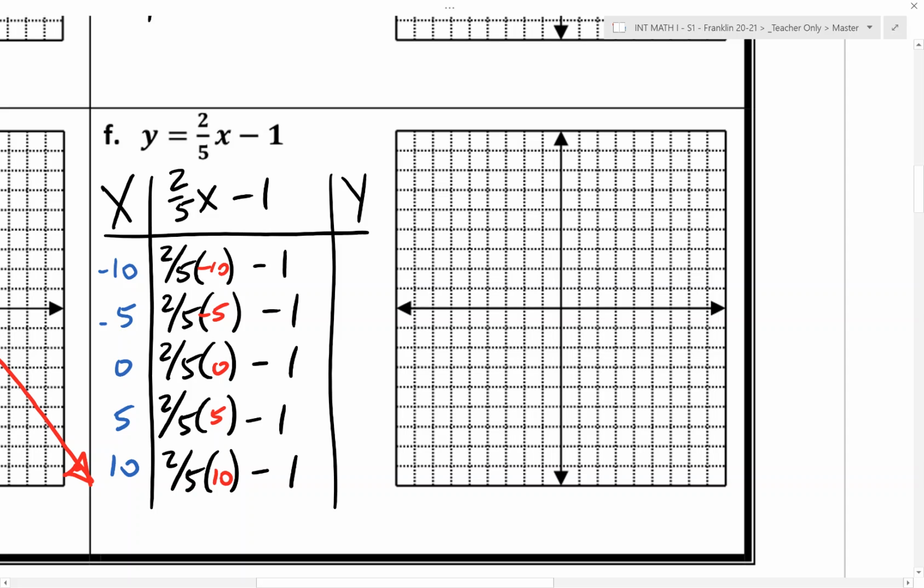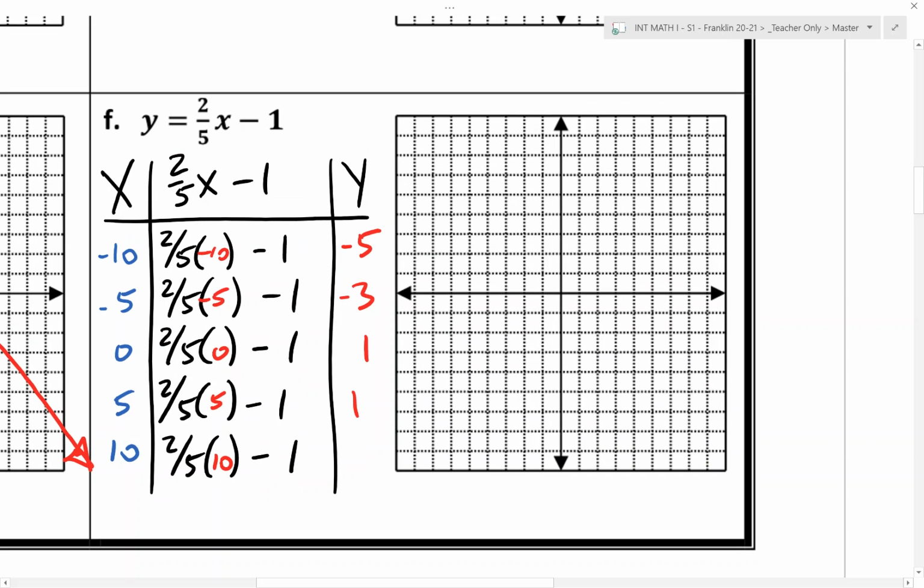Okay. So 2/5 times negative 10, that's going to give us negative 4. Minus 1 is negative 5. 2/5 times negative 5 is going to give us negative 2. Minus 1 is negative 3. 0 minus 1 is negative 1. 2/5 times 5 is 2. 2 minus 1 is 1. That should be a negative. Keeps making my negative sign disappear. There it goes. And then 2/5 times 10 minus 1, we get 4 minus 1, which is 3.